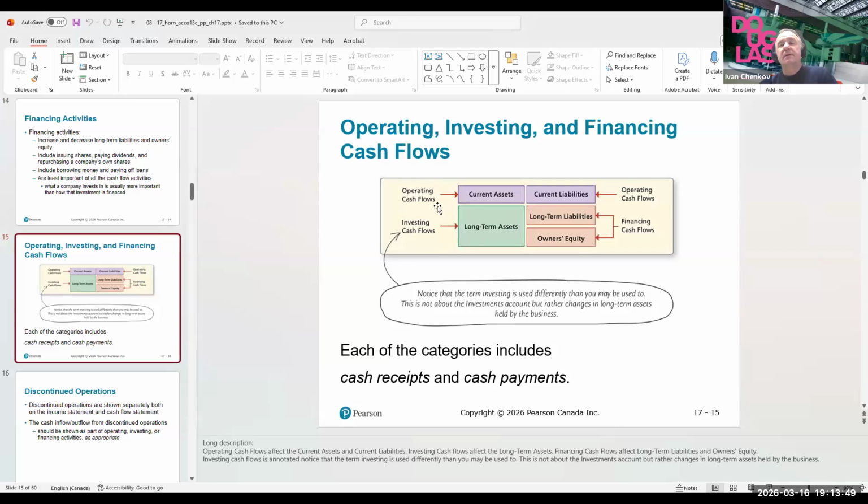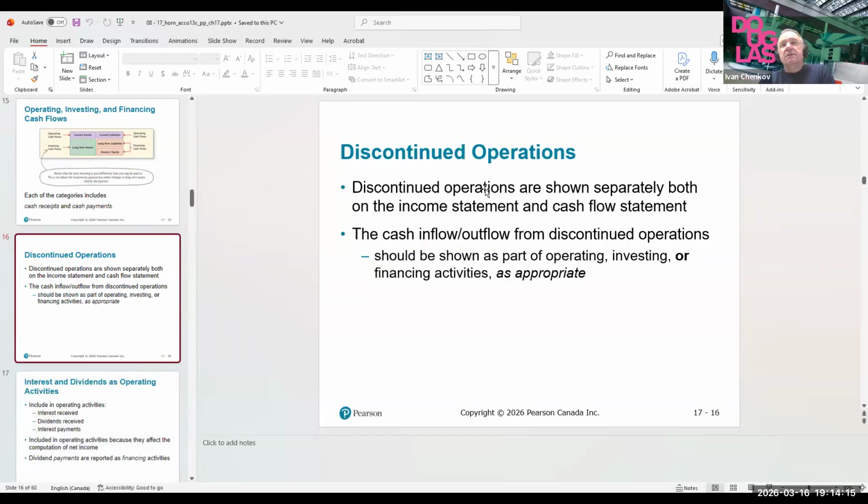So operating activity in the cash flow statement is going to deal only and only with the working capital, which is current assets and current liability. Investing activity is going to focus only and only on the long-term assets. So for the financing activity, only two sections are left: long-term liability and owner's equity. What are we going to do with the discontinued operations? Those are going to be shown separately on the income statement and the cash flow statement.